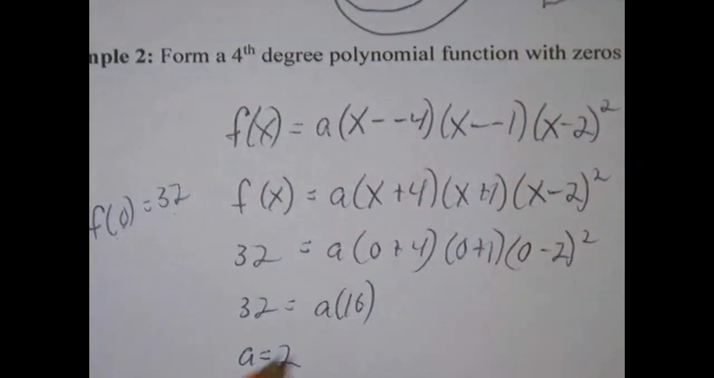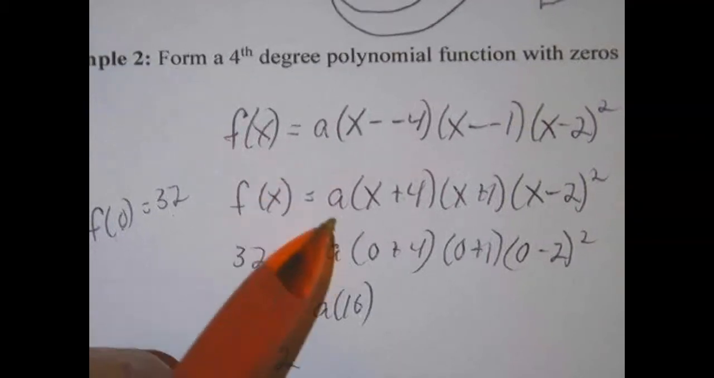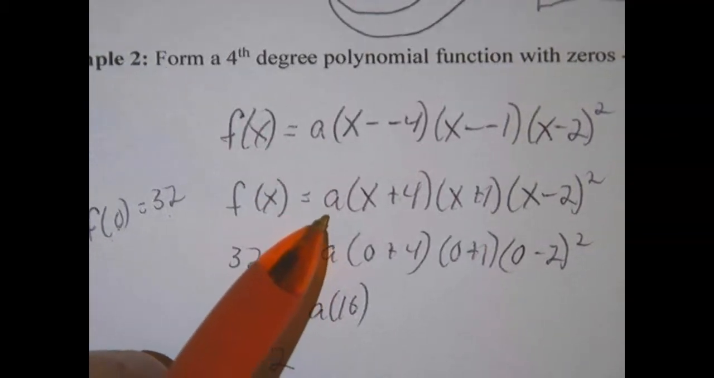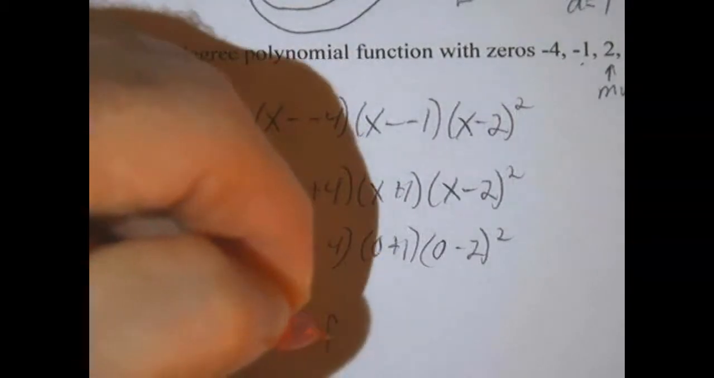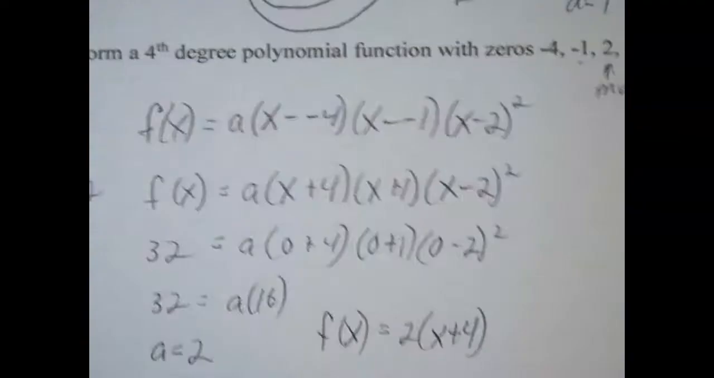Now I can write my factored form without the variable a. So in factored form, f of x equals 2 times x plus 4 times x plus 1 times x minus 2 squared.